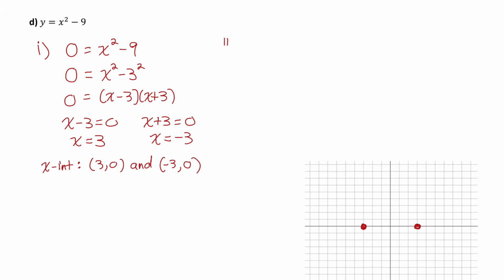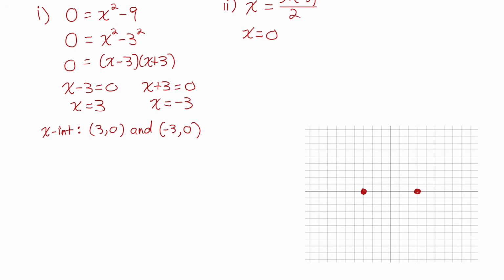And then for part 2, the equation of the axis of symmetry, the axis of symmetry is going to be right in the middle of the x-intercepts. The middle of 3 and negative 3 is 0, but we could calculate it by adding them and dividing by 2. That gives 0 over 2, which is 0. So the equation of the axis of symmetry is the vertical line x equals 0.